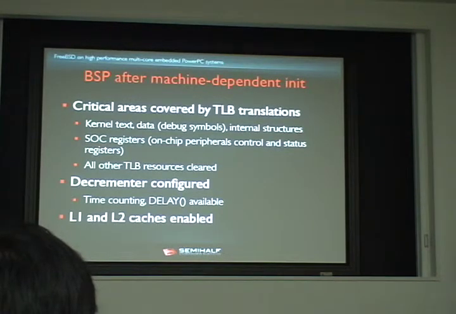As we had seen on the diagram, we will have a number of peripheral devices that will be memory mapped into the main address space in order to be configured and run. So we need to have them covered by the TLB translation. Everything else initially will be unused. Now, at that time, we will also have the PowerPC time counting facility set up, so we can do delays and time counting. We'll also end up with L1, L2 caches enabled, so the processor is pretty much ready.